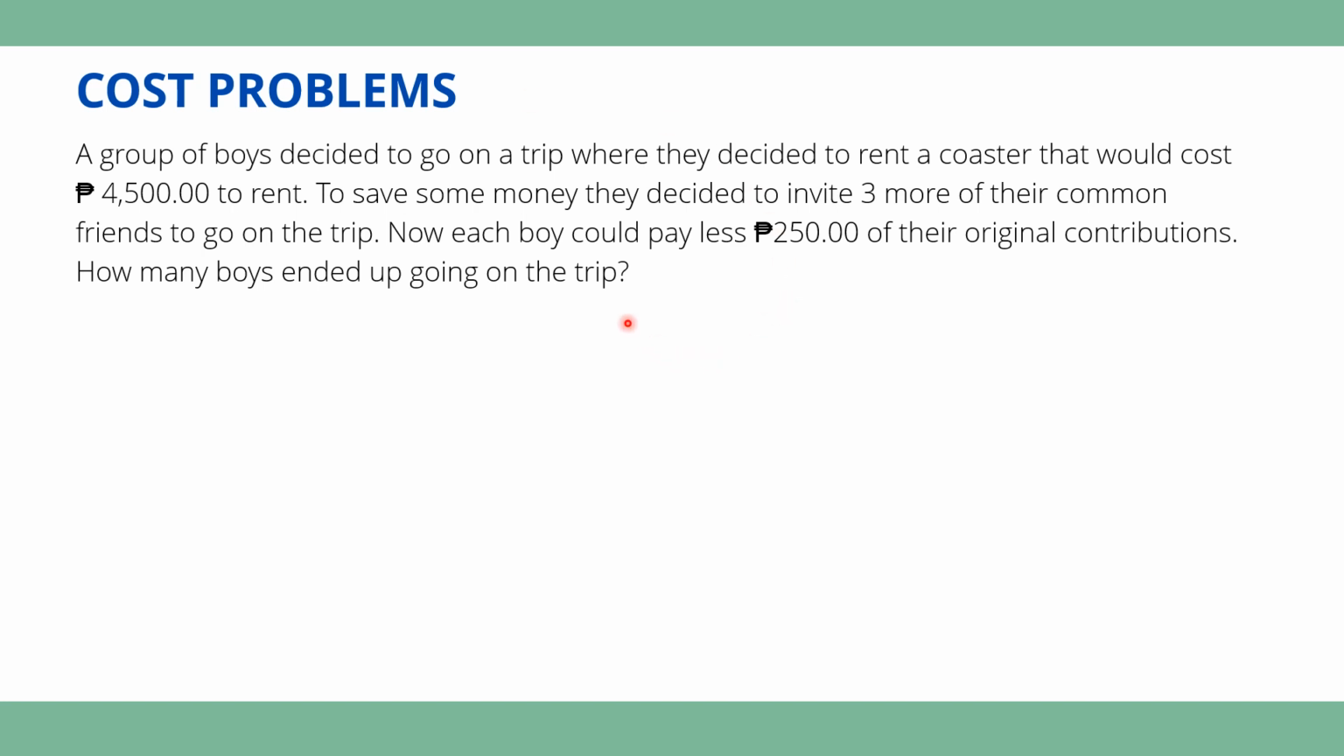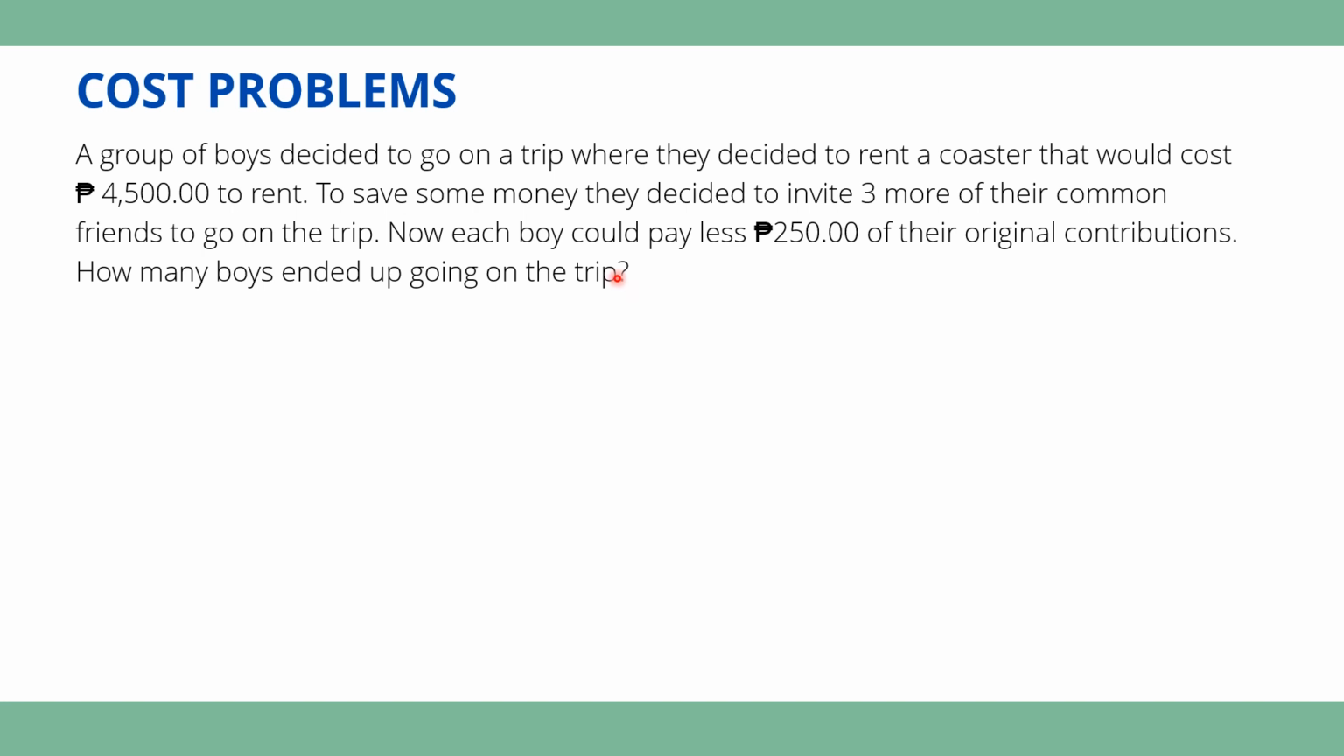A group of boys decided to go on a trip where they decided to rent a coaster that cost 4,500 to rent. To save money, they decided to invite 3 more of their common friends to go on the trip. Now, each boy would pay less 250 pesos of their original contributions. So how many boys ended up going on the trip?